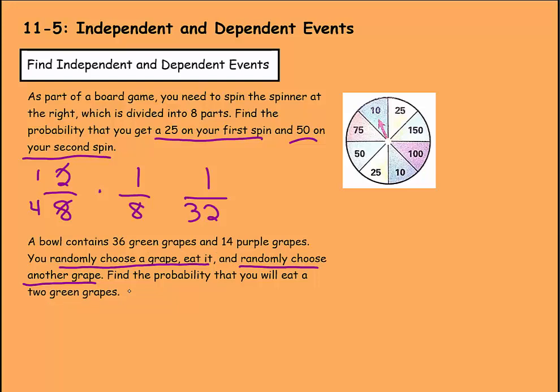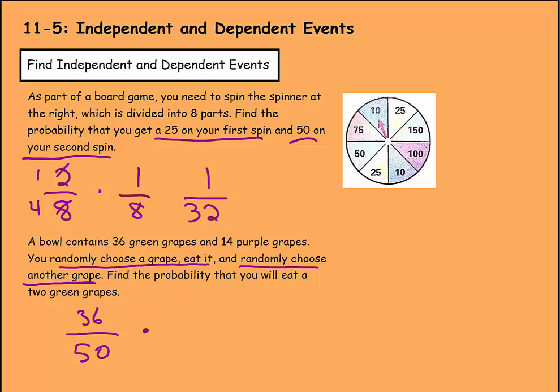So we need to pick a green grape first. So there's a total of 36 green grapes and 14 purple grapes. So that means that there's 36 favorable outcomes if I want to get a green grape out of a total of 50 grapes. And we're going to multiply that times the second one.